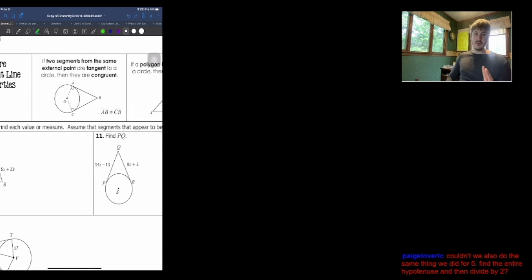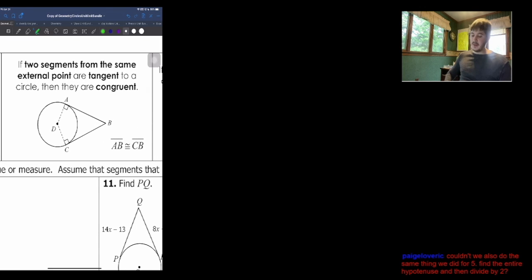So there's going to be one more property with tangent lines that doesn't necessarily have anything to do with perpendicular lines, which is this rule right here. It says if two segments from the same external point are tangent to a circle, then they are congruent. So the two segments in question here are AB and BC.